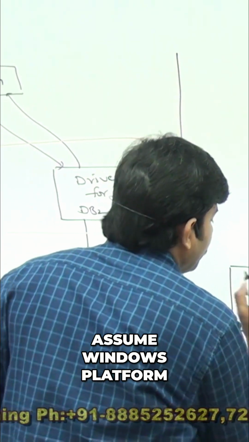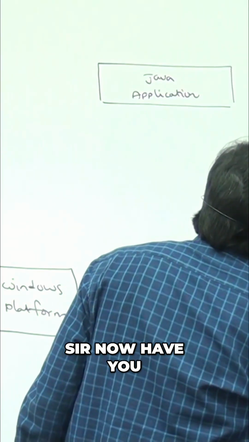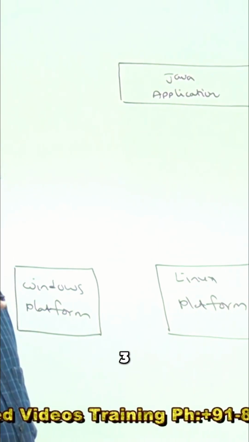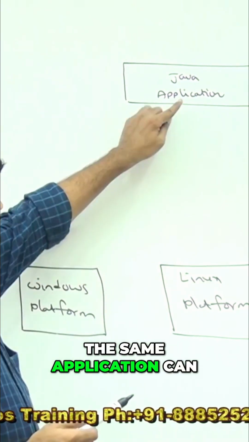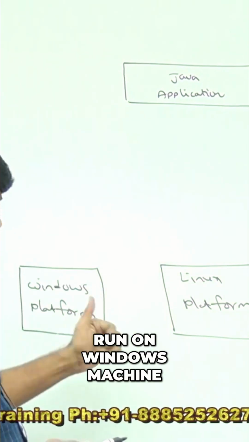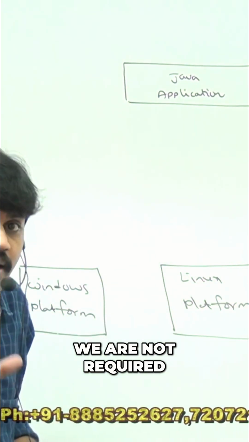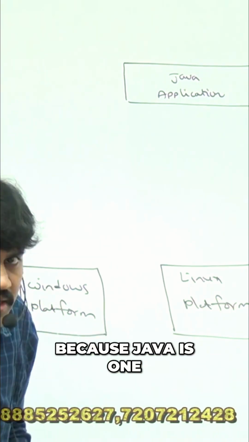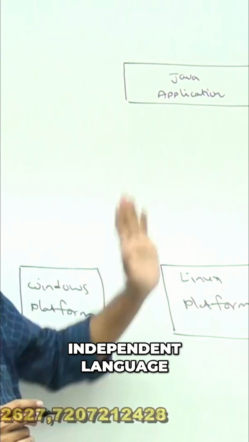I have here, just assume, Windows platform. Sir, now have you observed how many platforms are available? Three. But how many Java applications are available? Only one, right? The same application can run on a Windows machine, Linux machine, or Mac machine. We are not required to write a separate program for every machine separately, because Java has platform independent nature. It is a platform independent language, right?